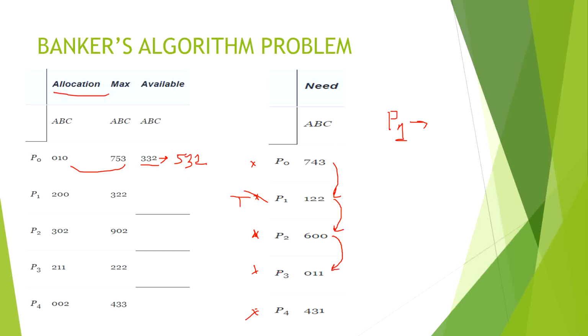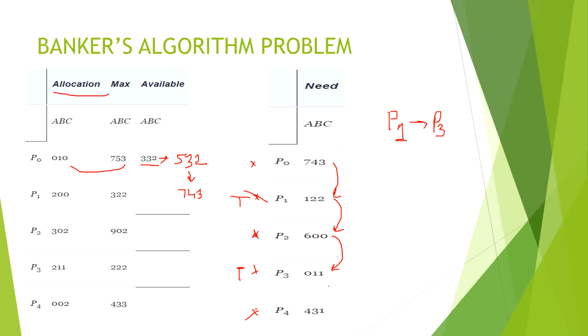Now in this condition we will check whether process 3 is already being assigned. No, it is not being assigned. So now we will check whether 011 is smaller than 532 or not. So yes, we can say that this request will be fulfilled. So now we will add this 211 to this 532. So now this 532 becomes 7, 4 and 3. Okay, and now this will become true, means it has already been allocated, and we will make it in sequence.